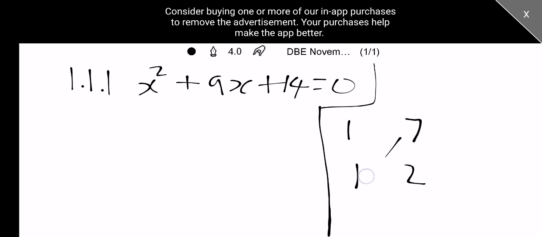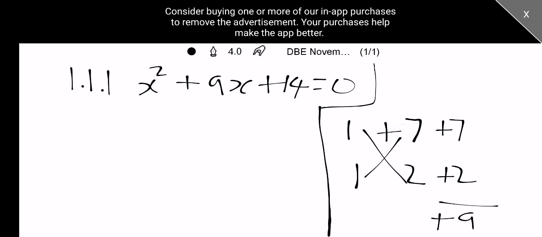What you do is you cross multiply. 1 times 7 is 7. 1 times 2 is 2. We add them, and they give us 9. So you can see that they've got to carry positive signs, both of them, because our middle term is positive 9, as you can see.